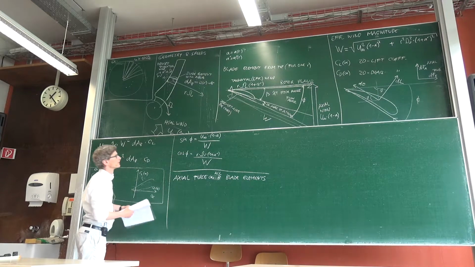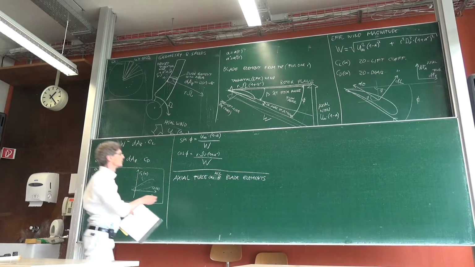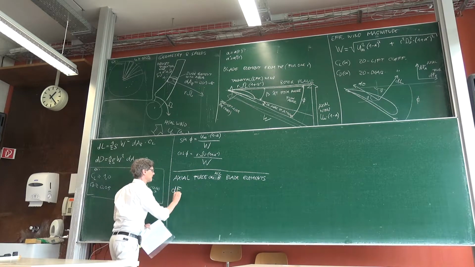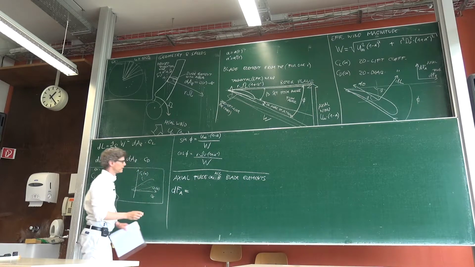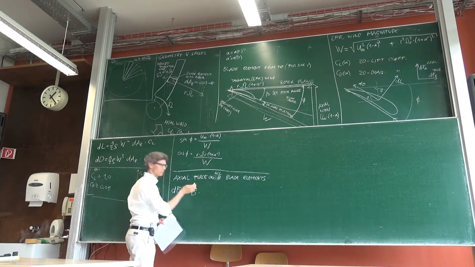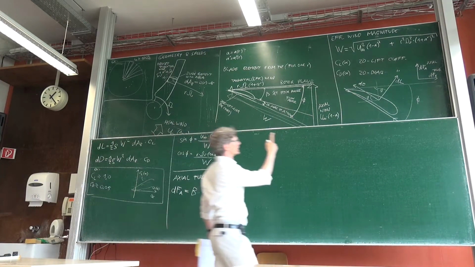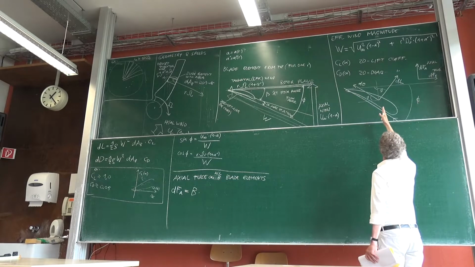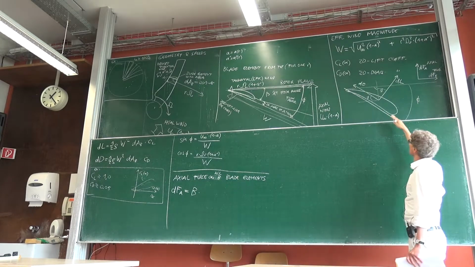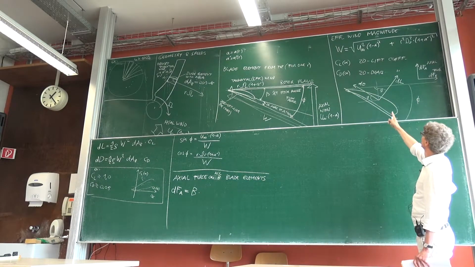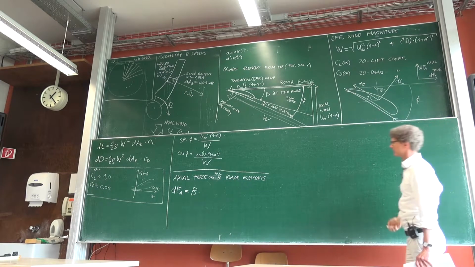So this is, I call it dFA, and it will be given by B. B is the number of blades, and then for each blade we get this lift and the drag. The lift will be multiplied with the cosine of phi, and the drag will be multiplied with the sine of phi, right? Because it's that direction, exactly.